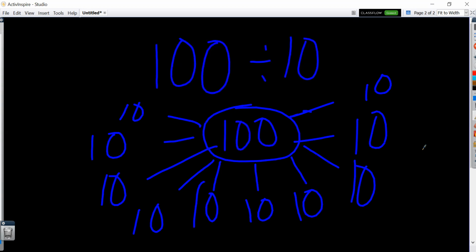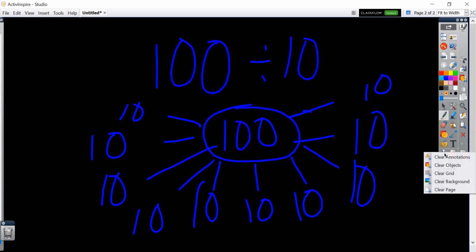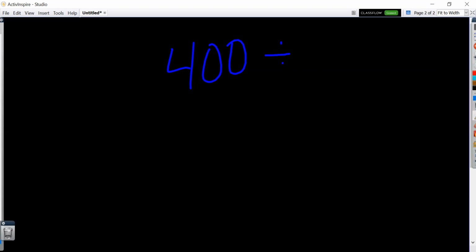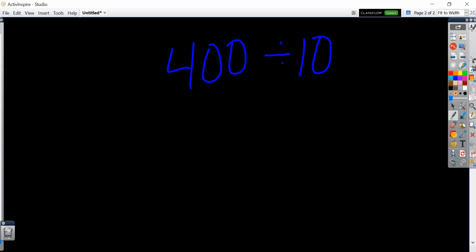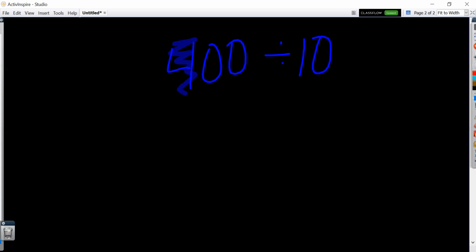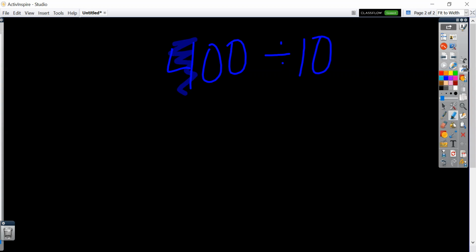So if that's the case, then how many tens is 400? Well, that would be 4 of them, right? Or 40 of them, I'm sorry, not 4 of them. Because if one of those hundreds is 10 tens, and now we have 4 hundreds, well, that would be 4 groups of those tens, so that would be 40.